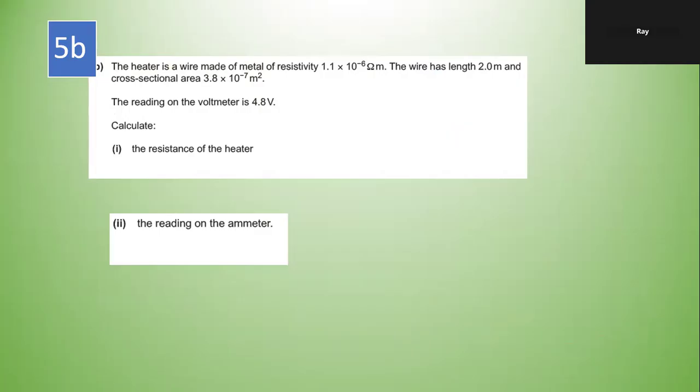The heater is a wire made of resistivity 1.1 times 10 to the power minus 6 ohm meter. The wire has a length of 2 meter and cross-sectional area 3.8 times 10 to the power minus 7 meter squared. The reading on the voltmeter is 4.8. What is the resistance of the heater?